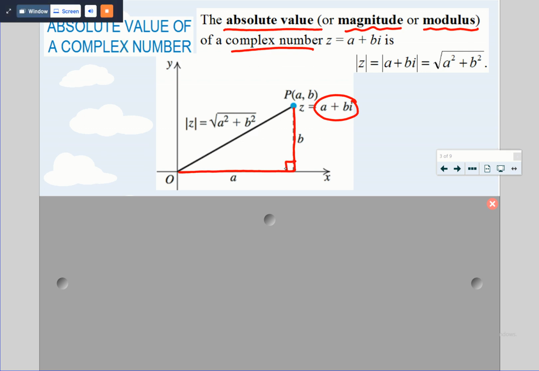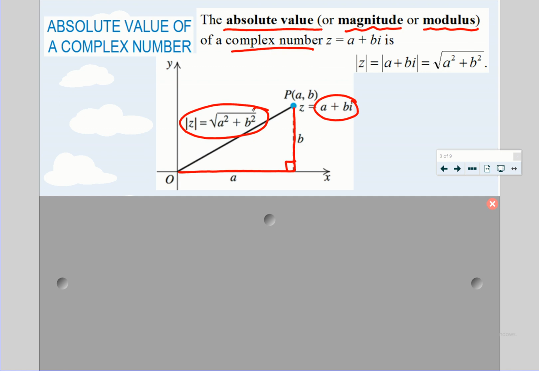We get this cute little right triangle, and the absolute value is the distance to 0, and it ends up being our Pythagorean theorem, the square root of the legs squared and added together, right? So a squared plus b squared. Okay, so now this is the third time we're seeing this formula pop up. We saw it with our vectors, calculating the magnitude.